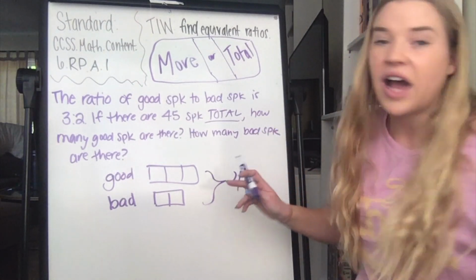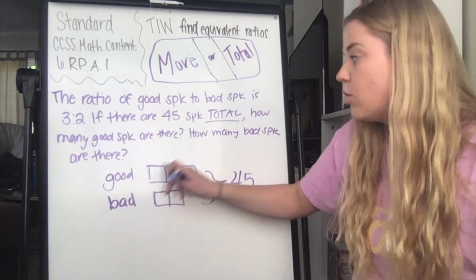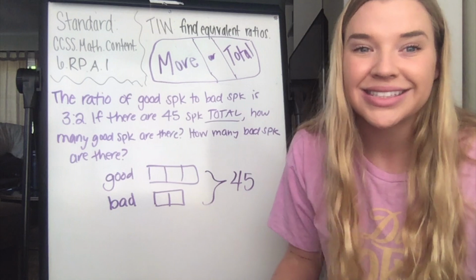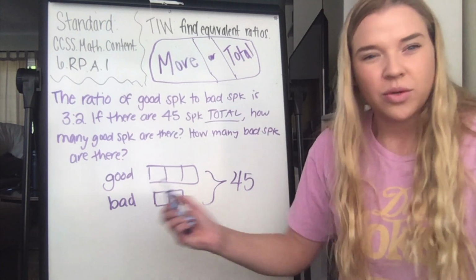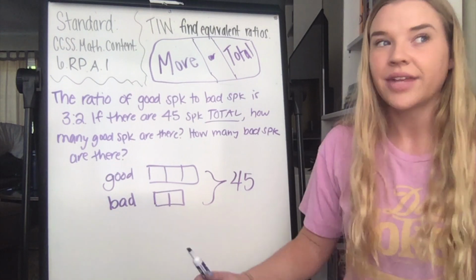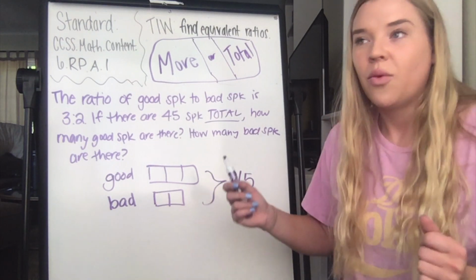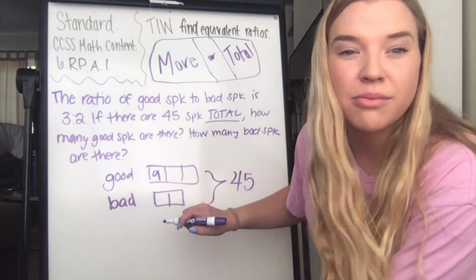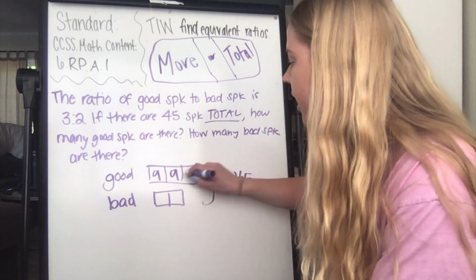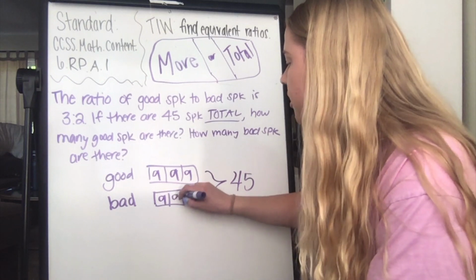So if this 45 now has to be split evenly into those 5 boxes, 45 is split, divide, into 5 boxes, what's going to go in each box? Pause, think about it. Welcome back. 9. So remember, if 9 goes in one box, 9 has to go into all the boxes. 9, 9, 9, 9, 9.